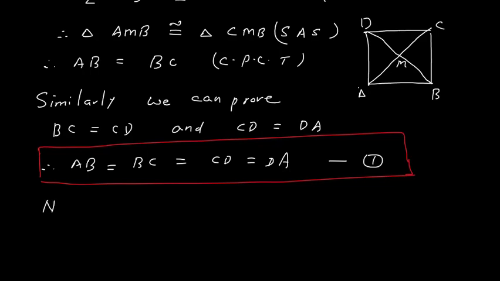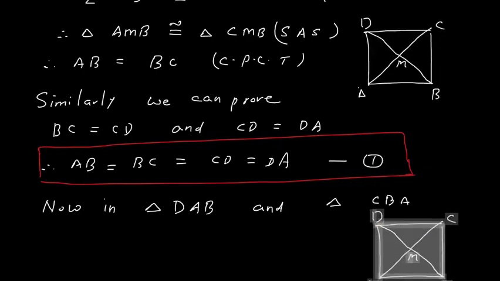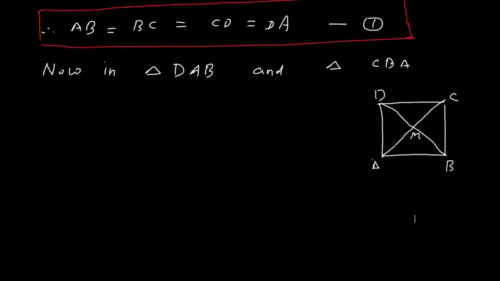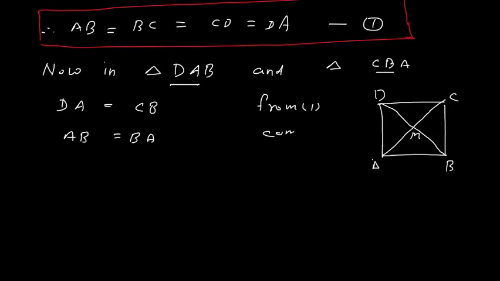So now, in triangle DAB and triangle CBA, we can prove that these two triangles are also congruent. And the criterion we use is side, side, side. So in these two triangles, DA is equal to CB. Here you can see that this DA is equal to this BC. So we can see that from 1. Then AB is equal to BA. This is a common side. And BD is equal to AC. Diagonals are equal. This is given.